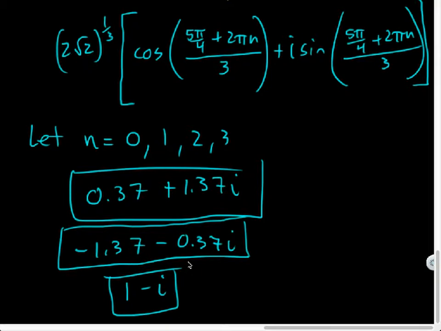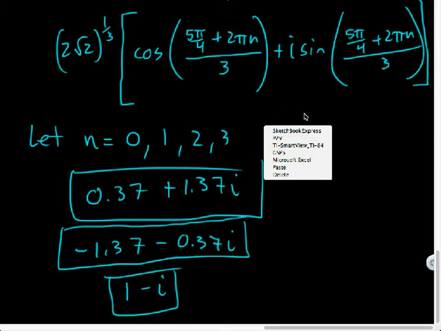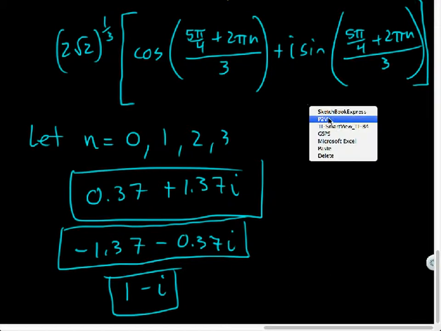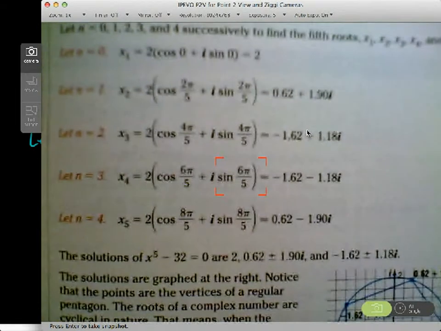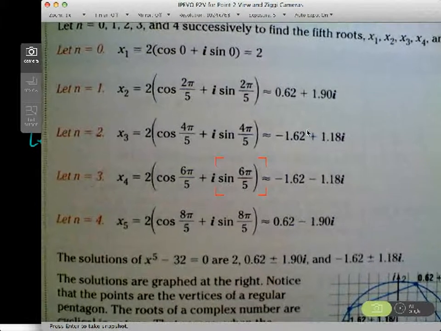And here's a problem that I decided not to cover, but I'm going to see if I can show you real quick what this looks like. Let me summarize this concept. Here we go.